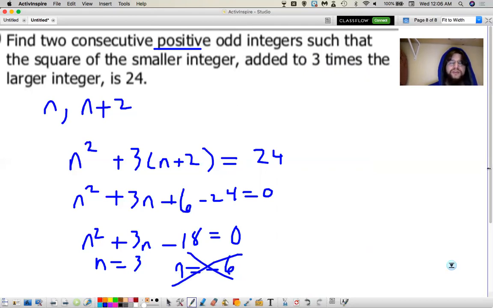So we're trying to do what? Go back. We found an answer. Is it the answer? I don't know, because we've done so much I don't remember what the question was. So let's go back and read the question. Find two consecutive, oh, so we've got to find both of them. Okay, so one of them's 3. What's the next one? 5, because then it was the smaller one. So 3 and 5. Done. And that's it.